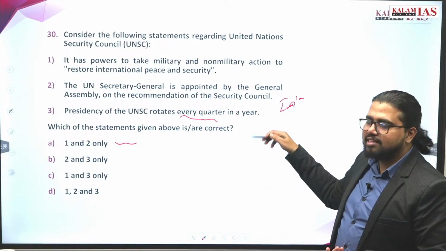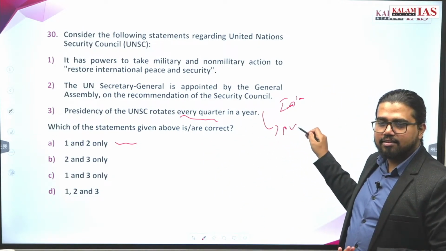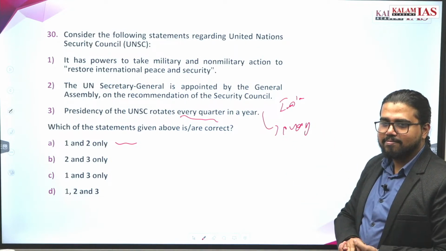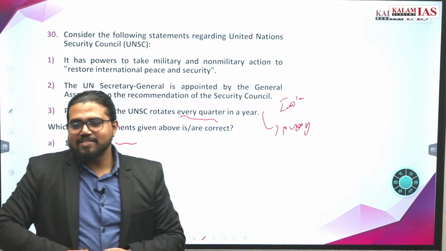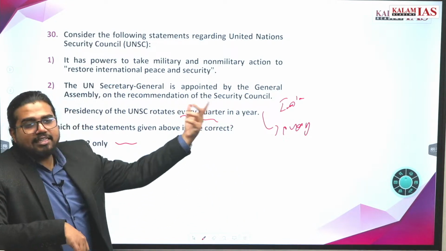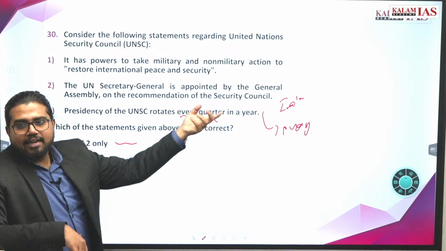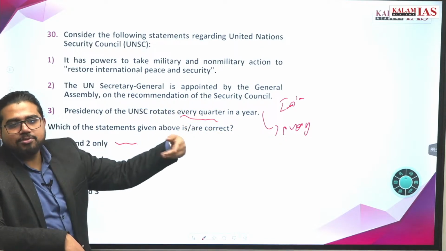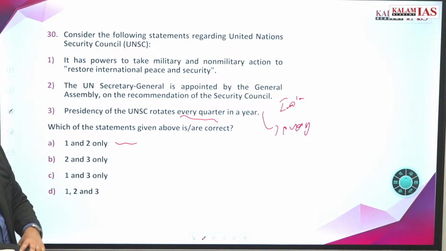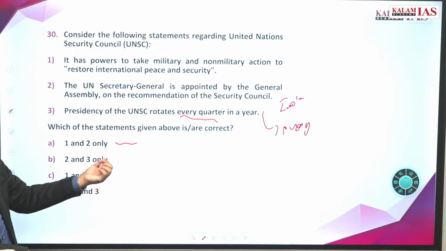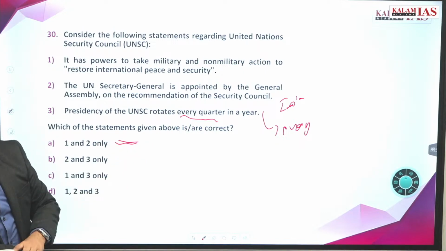And it rotates every month. The chairman is for one month. Every month it rotates between the members. India was a part of it. In 2 years, it will come back to India if India continues to be a member. So option 3 is absolutely wrong. You can very easily eliminate all other options.